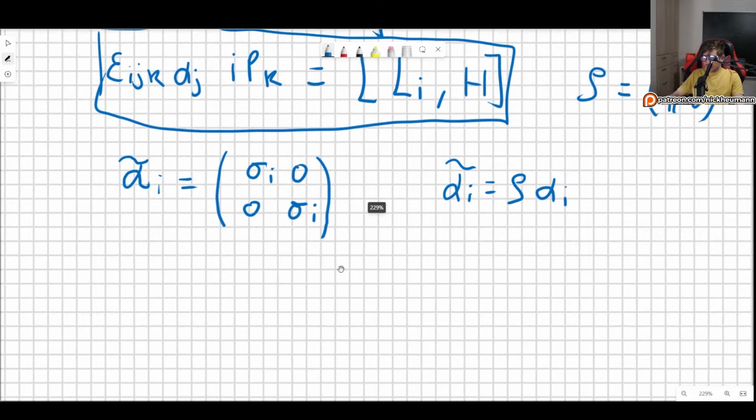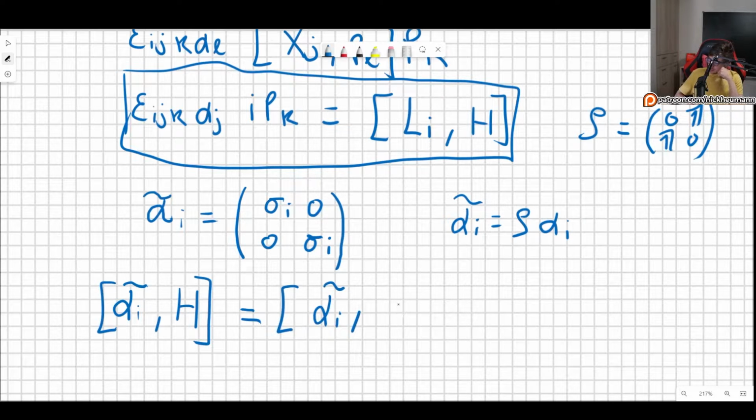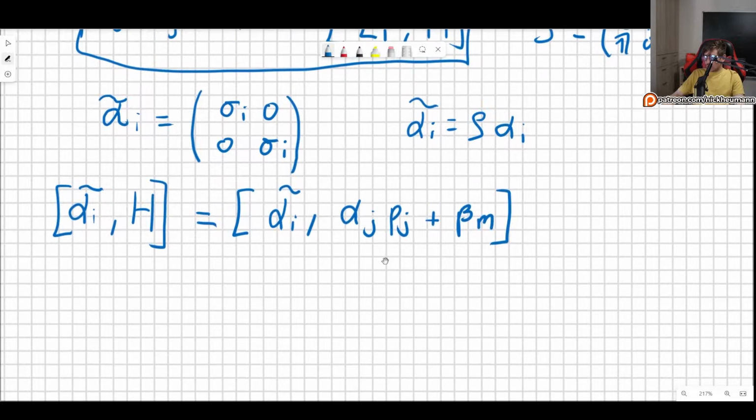Now, with this at hand, we would like to see, well, does this commute with the Hamiltonian, right? This is supposed to be the generator for spin. So does this commute with the Hamiltonian operator? So let's see, alpha i tilde with the Hamiltonian. So this would be our alpha i tildes, comma, and now alpha. Now we can't use i again, so let's say, I don't know, j. So alpha j pj plus beta m. Okay, so this is what we now want to see.